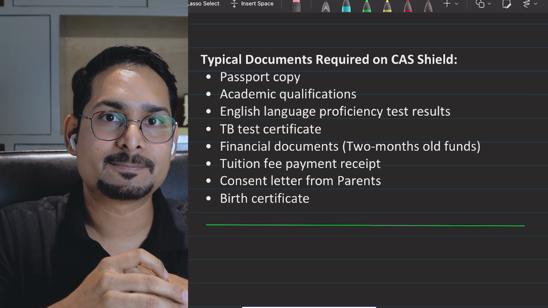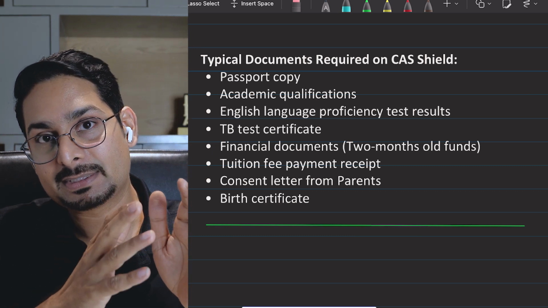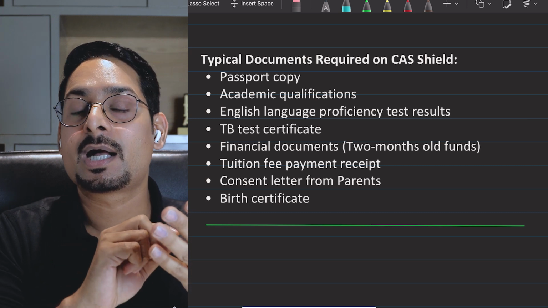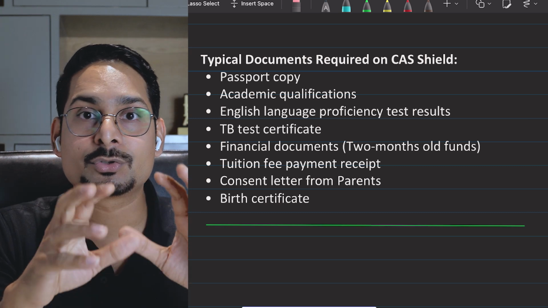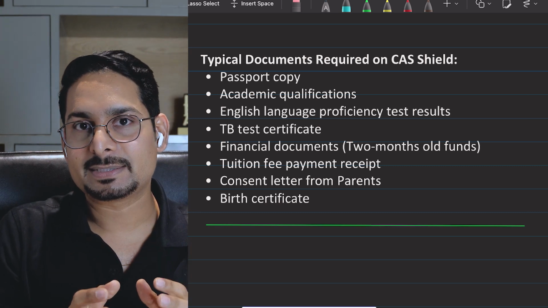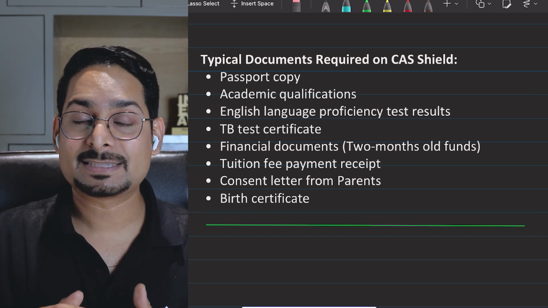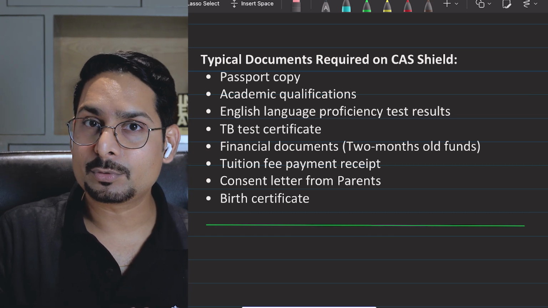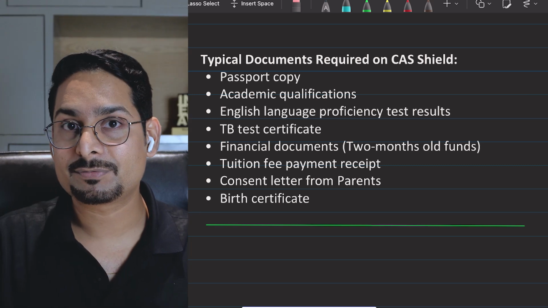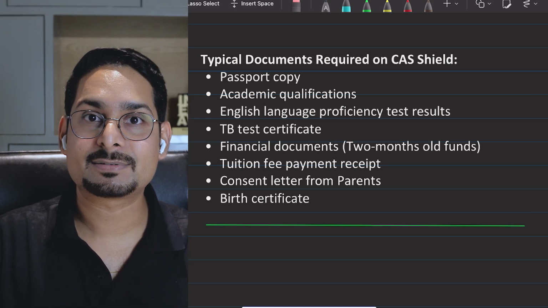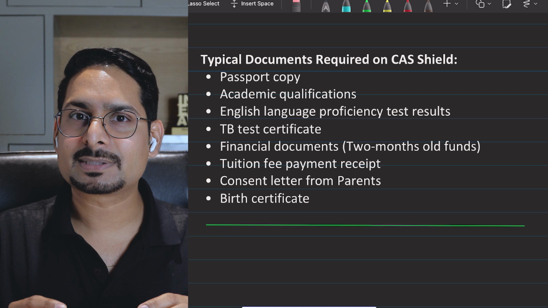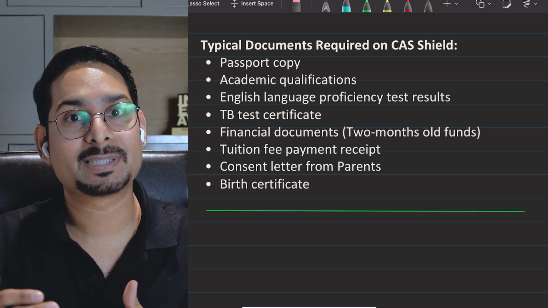Tuition fee payment receipt. Yes, if you have paid attention in the CAS statement, it has how much fees you have paid so far. So you need to have that receipt from the university and submit in CAS Shield application. Next is financial documents. Yes, you need to prove how you are going to pay the balance tuition fee and show maintenance funds to UKVI. I'm going to discuss the financial document in detail in coming segment.